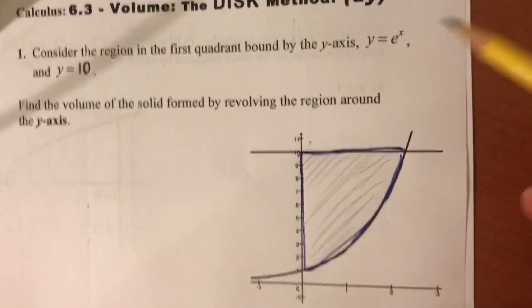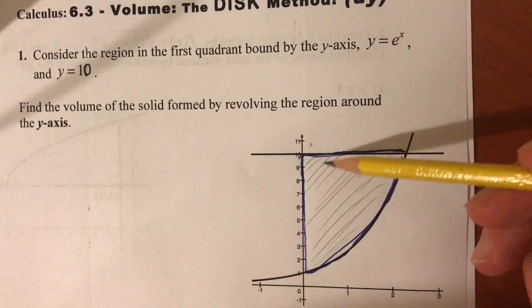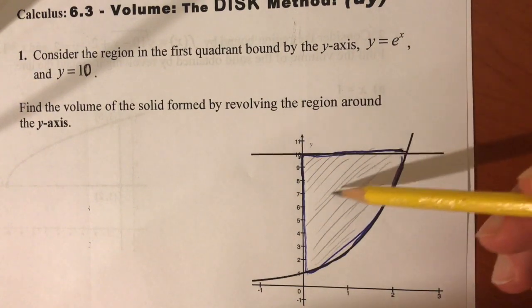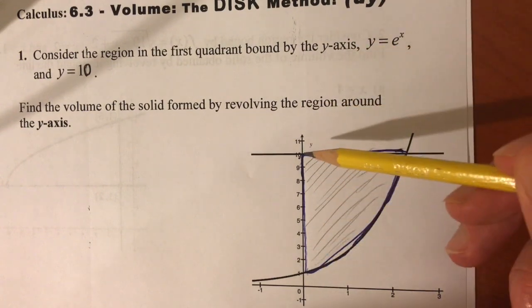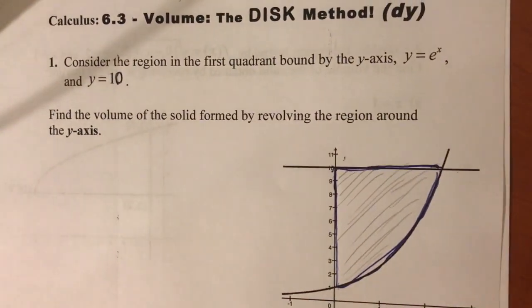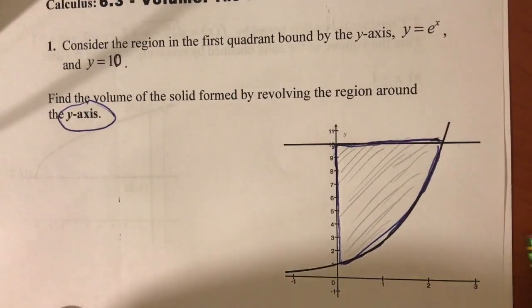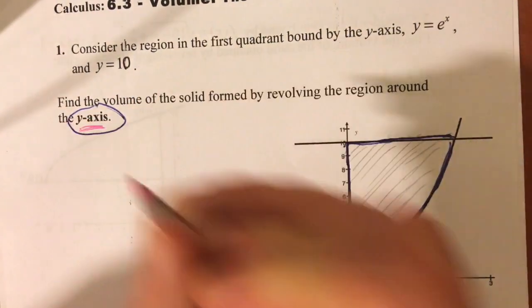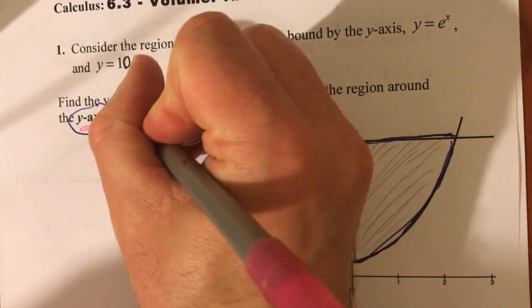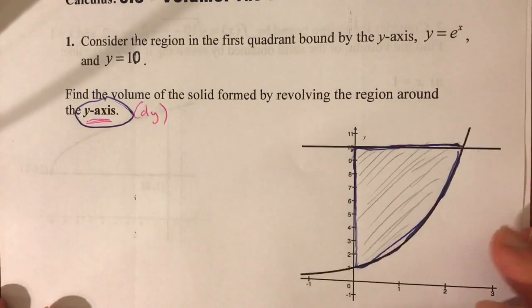And what am I revolving it around? If I were revolving it around the line y equals 10, that would be a disk method. It's right up against that axis of revolution, and I would be doing it with respect to x, doing dx. But they're asking us to revolve it around the y-axis, and that axis of revolution is always important. It kind of dictates how you approach the problem. If you're going around the y-axis, or any vertical axis, it means you're going to be integrating with respect to y, and that means you need your equations to be in terms of y.